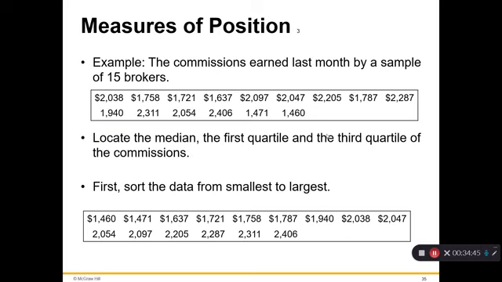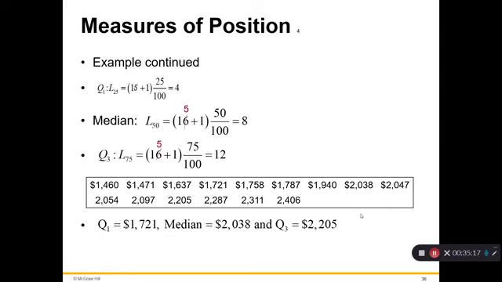Okay, so we need to sort. If you have to find a median, step number one is to sort the data from smallest to largest. So the smallest is 1460 and the largest is 2406. When we do that, we need to find the middle value. It's 15 values, which means 7 on one side, 7 on the other side, and the middle one is the 8th. So 1, 2, 3, 4, 5, 6, 7. And what is this value? 2038, right? So the median is 2038.